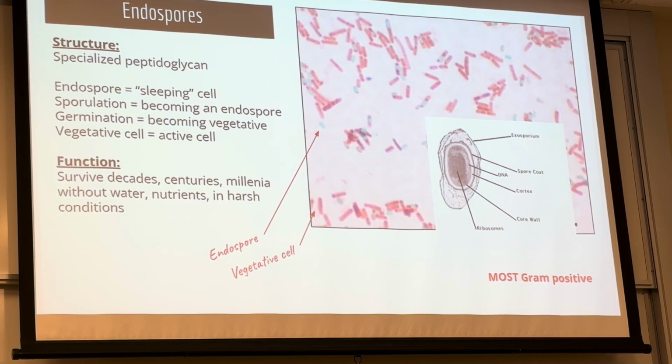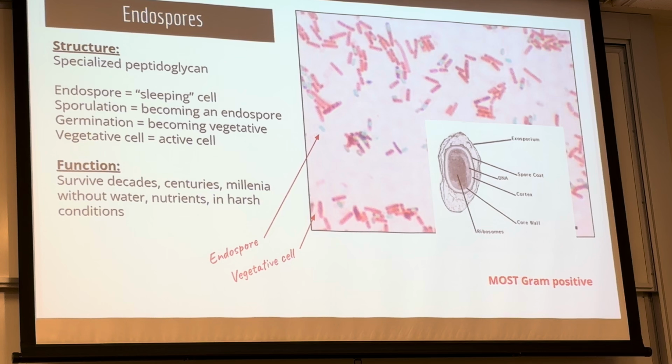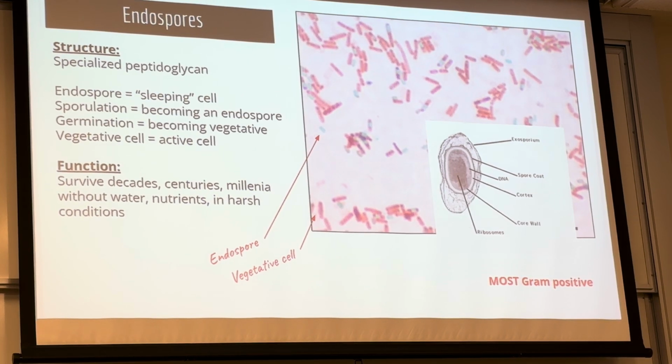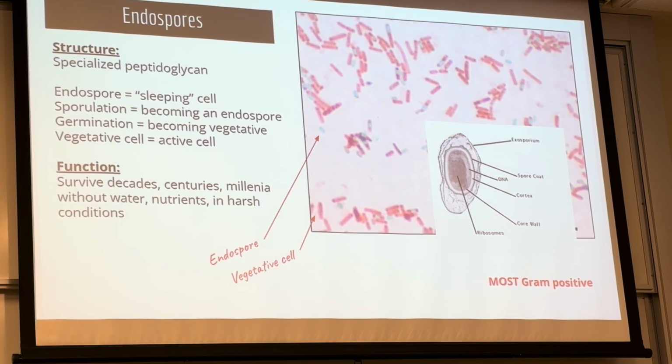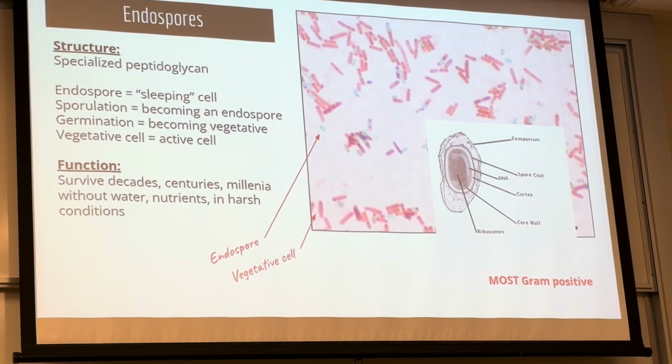Yeah? Is an endospore a piece of the cell, or is it the whole cell dehydrated? It's called an endospore when the whole thing is dehydrated. It's not the outer membrane, it's not like a part of it. Yes, good question. Once it's sporulated, it's called an endospore.